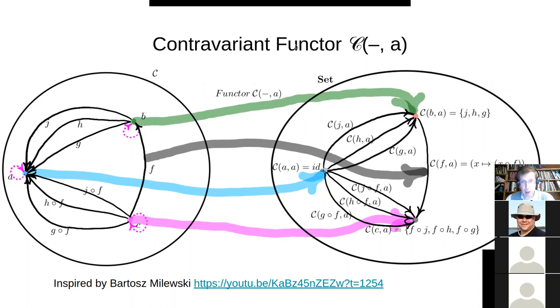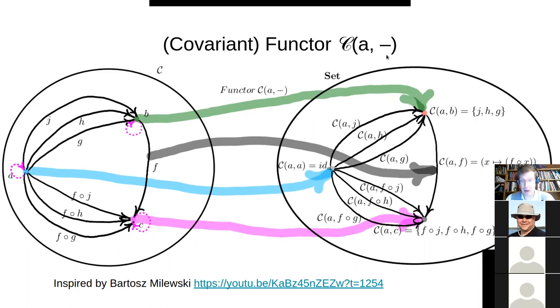Okay. By contrast, so this is a covariant functor. Here to transform from a perspective on A from B into a perspective on A from C, we lift an F that goes from B to C. That will let us go from perspective on A from B into a perspective on A from C.